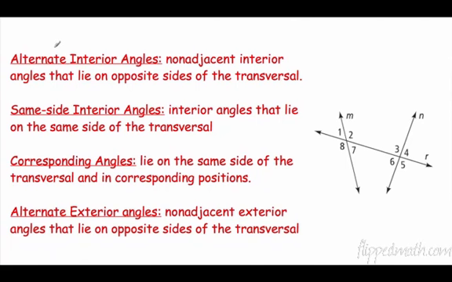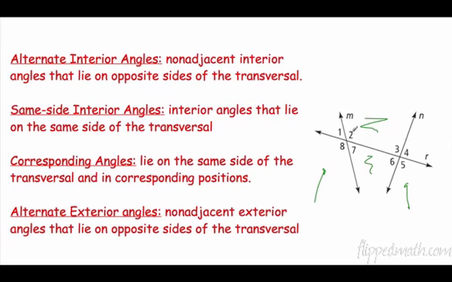The first relationship we have are alternate interior angles. So interior, you know, it's going to be between the two lines, right? So if R is my transversal, it cuts between two lines. My interior is here, and then my exterior would be out here or out here, okay? So non-adjacent interior angles that lie on opposite sides of the transversal.